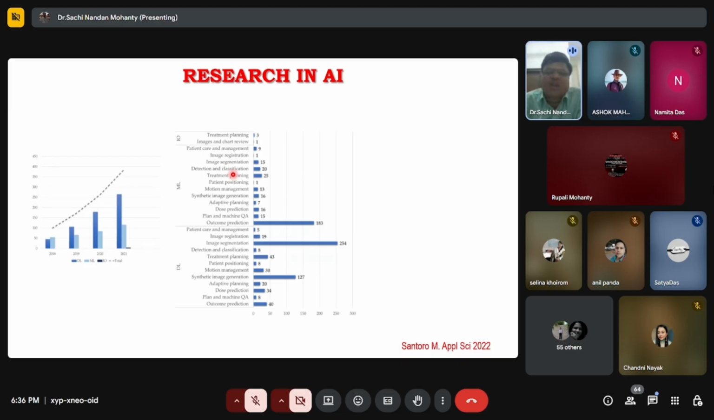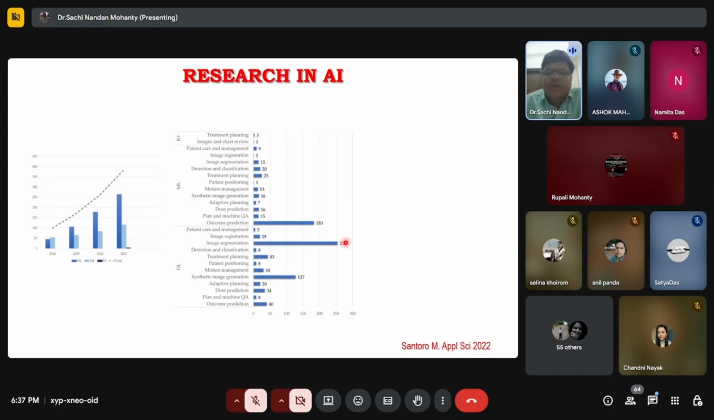but it is also useful for treatment planning. For treatment planning, AI is also used, and AI is also used for patient care management. Like image segmentation, whether a tumor image or non-tumor image, malignant or benign, that is also used. And detection and classification are also used. Most AI research is with image segmentation.